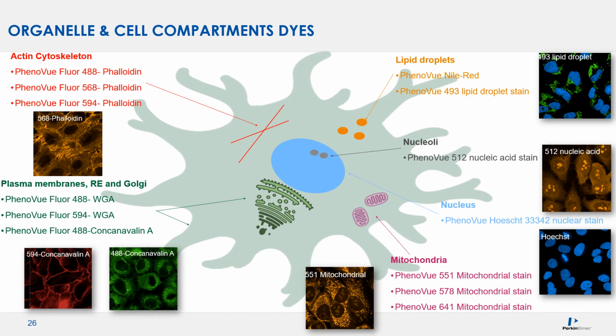Shown here are some example images of the various organelles and cellular compartments, such as cytoskeleton, mitochondria, cellular membrane, nucleus and nucleoli, as well as lipid vesicles labeled in different colors by the dyes.